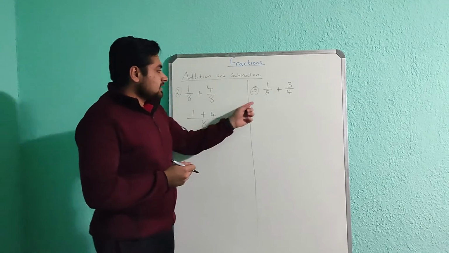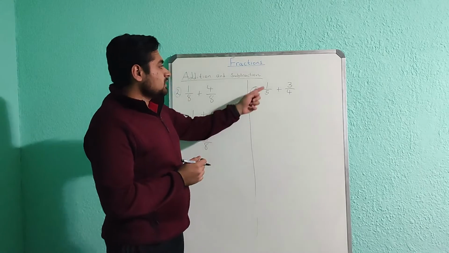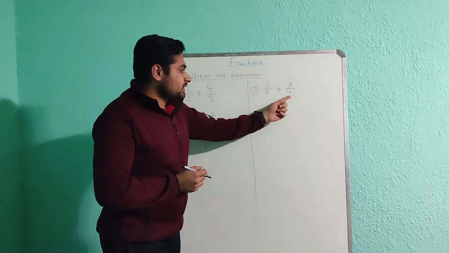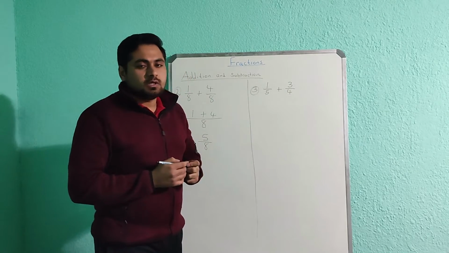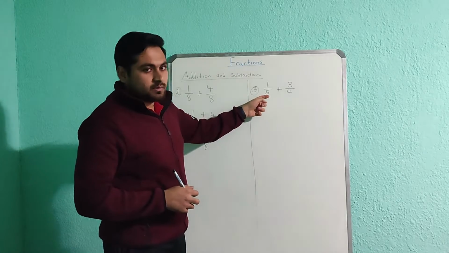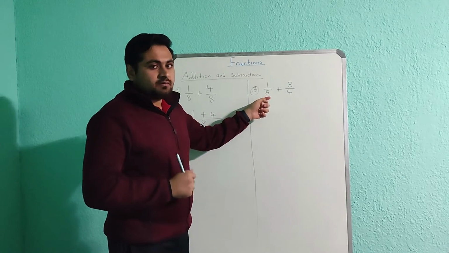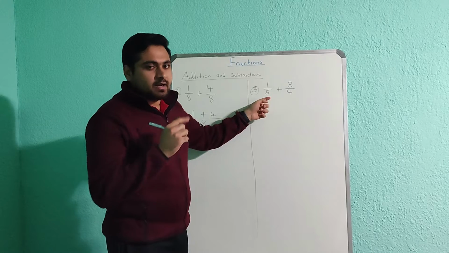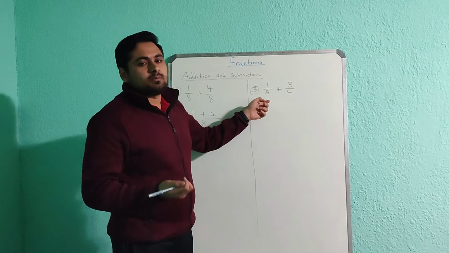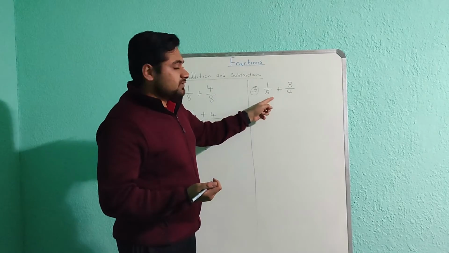Now let's look at question 3. Question 3 was 1 over 5 plus 3 over 4. So now we got different denominators. So what do we do? First we need to check. We go to the first denominator, 5, and ask ourselves, can 5 go into 5? Yes, it can. How many times? 1, and that too without a remainder. But can 4 go into 5? That's not possible, right? So therefore 5 is not the denominator.